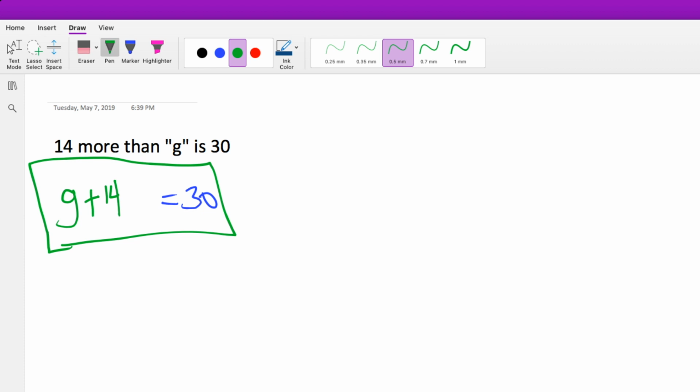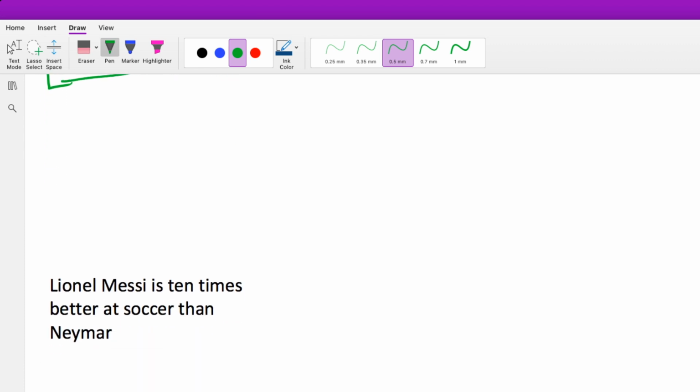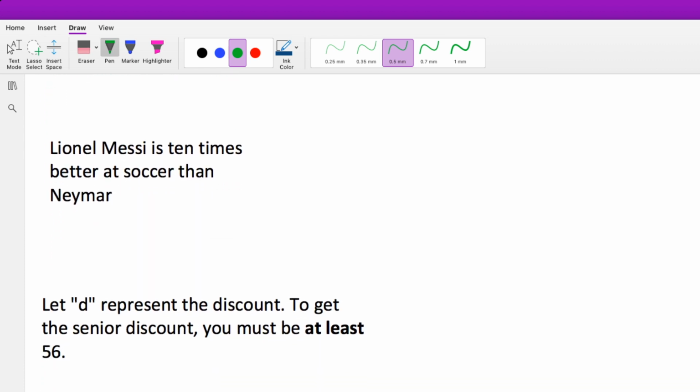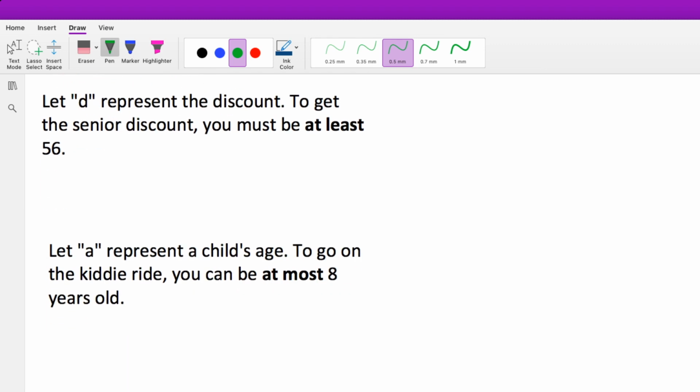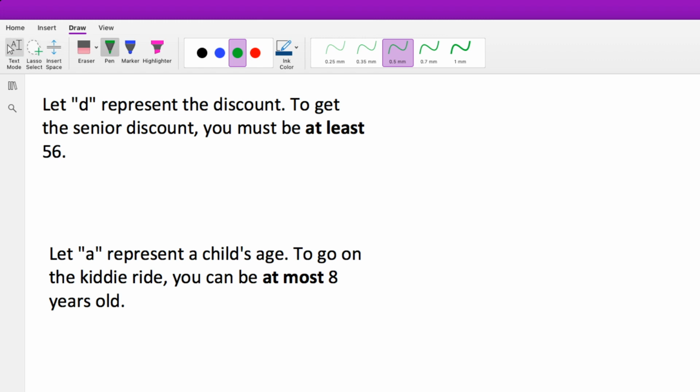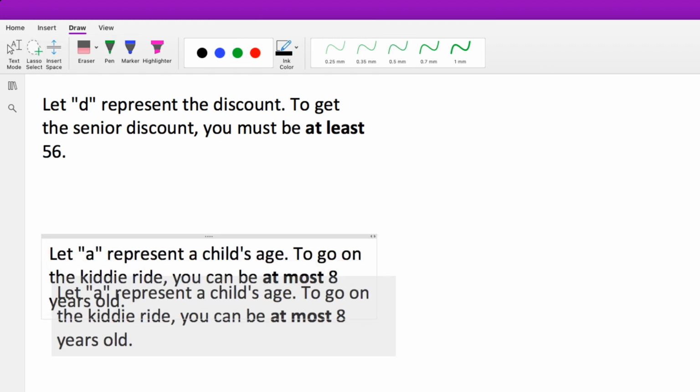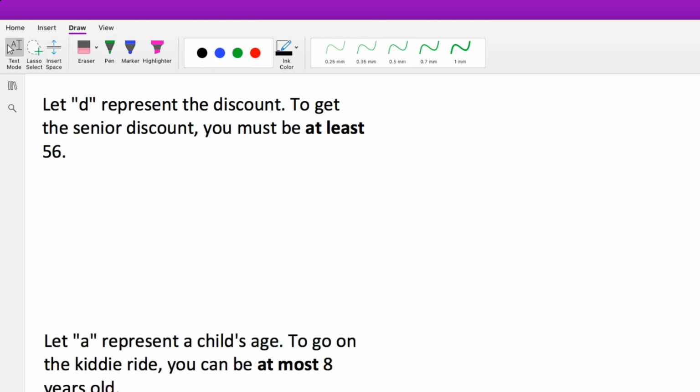Okay, so now let's go on to the next problem. If you need to see how this one's done one more time, I'll do it again. It's just Neymar times 10 equals Messi. All right, simple. And then I'm going to move this problem down a little bit just so we don't get distracted looking at it. But this top one here says, let D represent the discount.